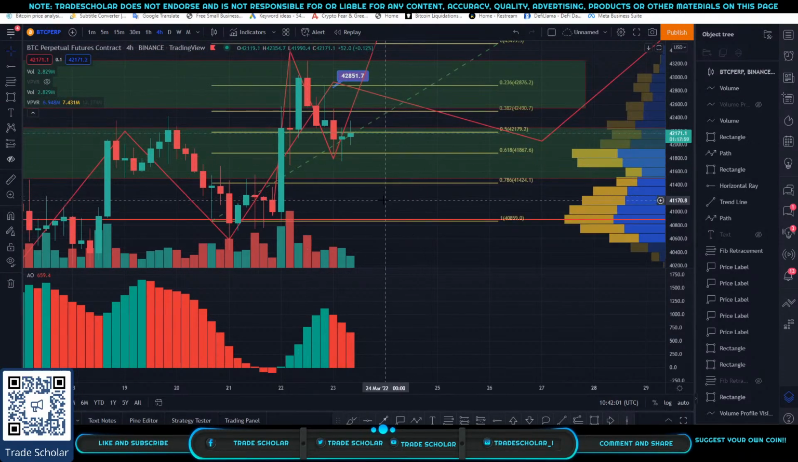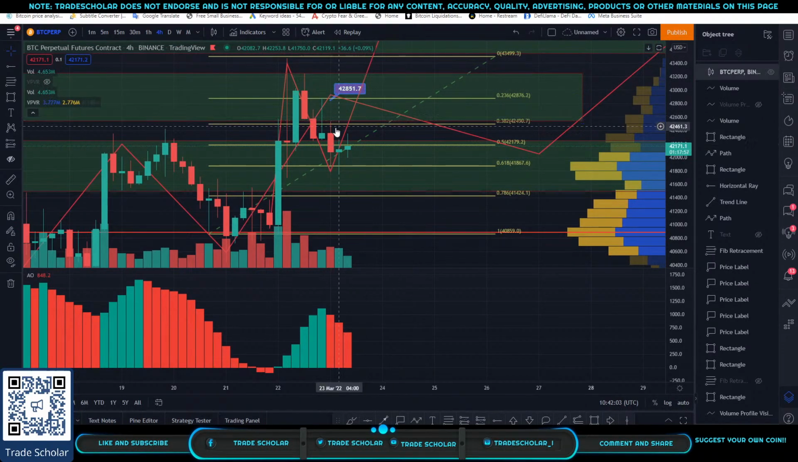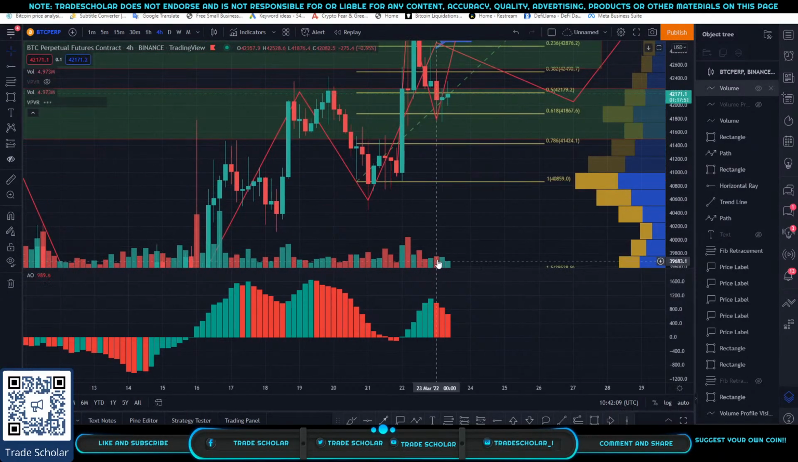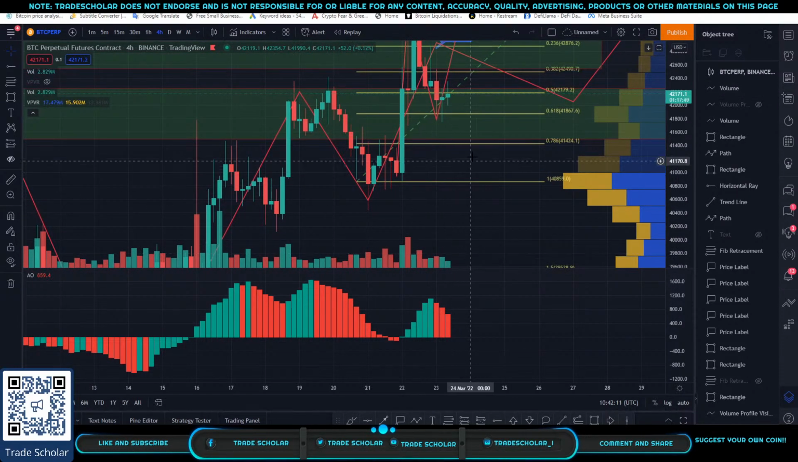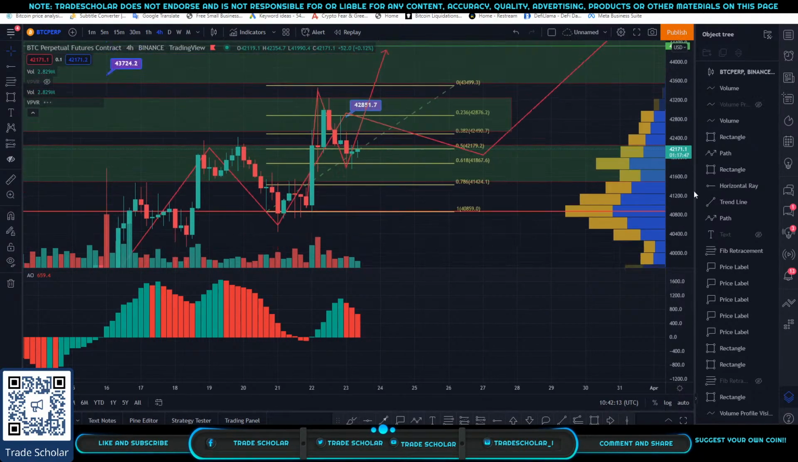So there is not much more space for them to hold. The demand area and the supply area are so close, that's why you can see there is a consolidation, okay? We are now waiting for the massive move.